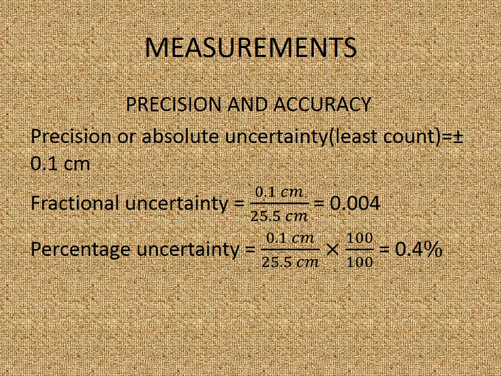Precision or absolute uncertainty is equal to ±0.1 cm. Then the fractional uncertainty will be 0.1 divided by 25.5 cm, which is equal to 0.004. Percentage uncertainty will be equal to 0.1 cm divided by 25.5 cm multiplied by 100, which is equal to 0.4%.